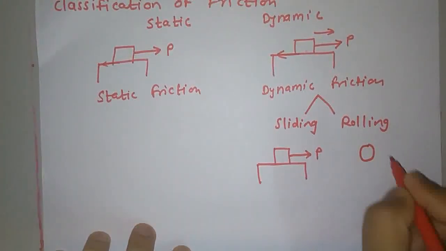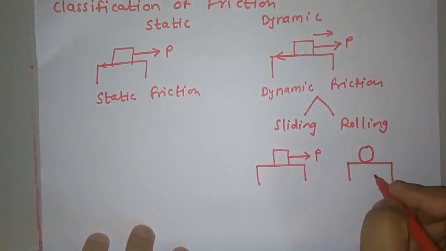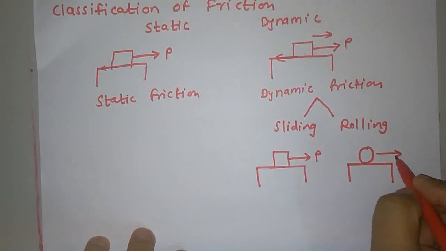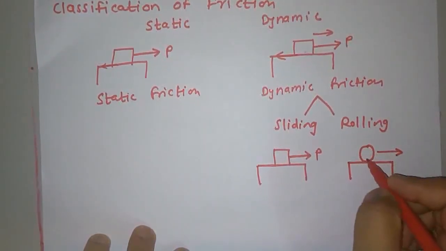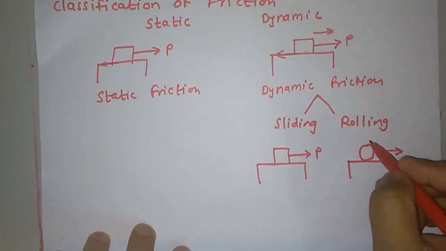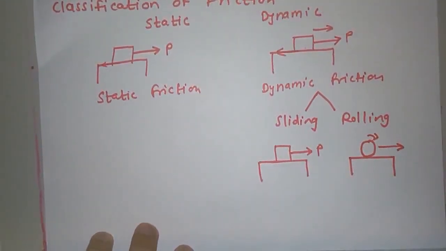And now what is rolling friction? If we take the example of a roller or cylinder, when the cylinder is placed on this surface and moves in this direction, it will experience friction, and that friction is known as rolling friction because it rolls.